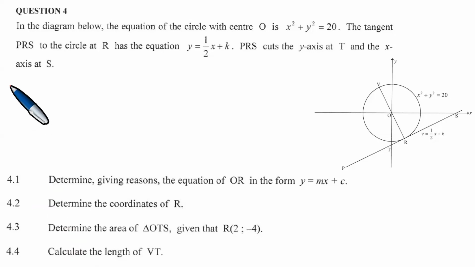Now let's look at 4.1. Determine, giving reasons, the equation of OR in this form. What is the equation of OR? You have O and R. O is the origin.